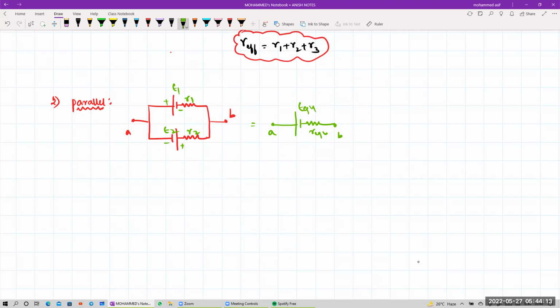And how do you write the E equivalent? E equivalent will be equal to E1 by R1 minus E2 by R2 divided by 1 by R1 plus 1 by R2. That means 1 by R equivalent will be equal to 1 by R1 plus 1 by R2. So this will be your E equivalent.